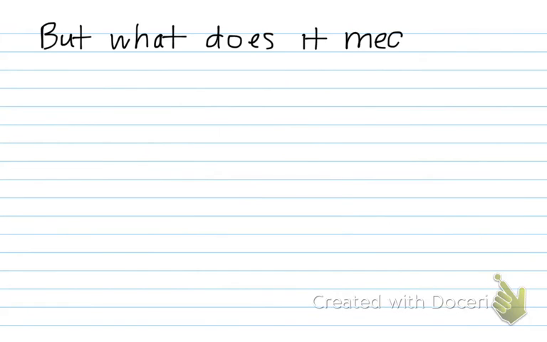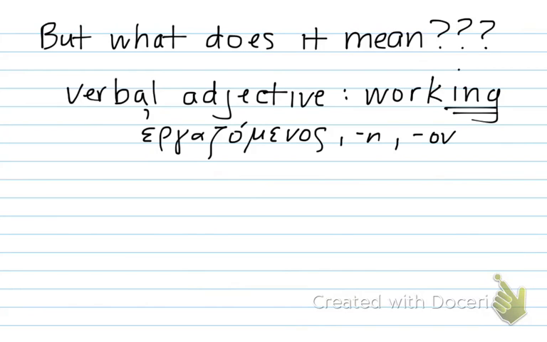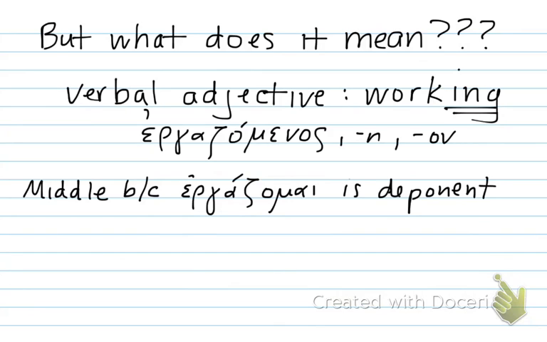That's all well and good, but what does the participle mean? In other words, how do you translate it? Participles are verbal adjectives, which can be translated with the suffix in English -ing, like working. So, ἐργαζόμενος η ον means working. This participle is middle, but the meaning doesn't have any middle meaning. It's simply in the middle voice because ἐργάζομαι is deponent. So it's middle in form but active in meaning.